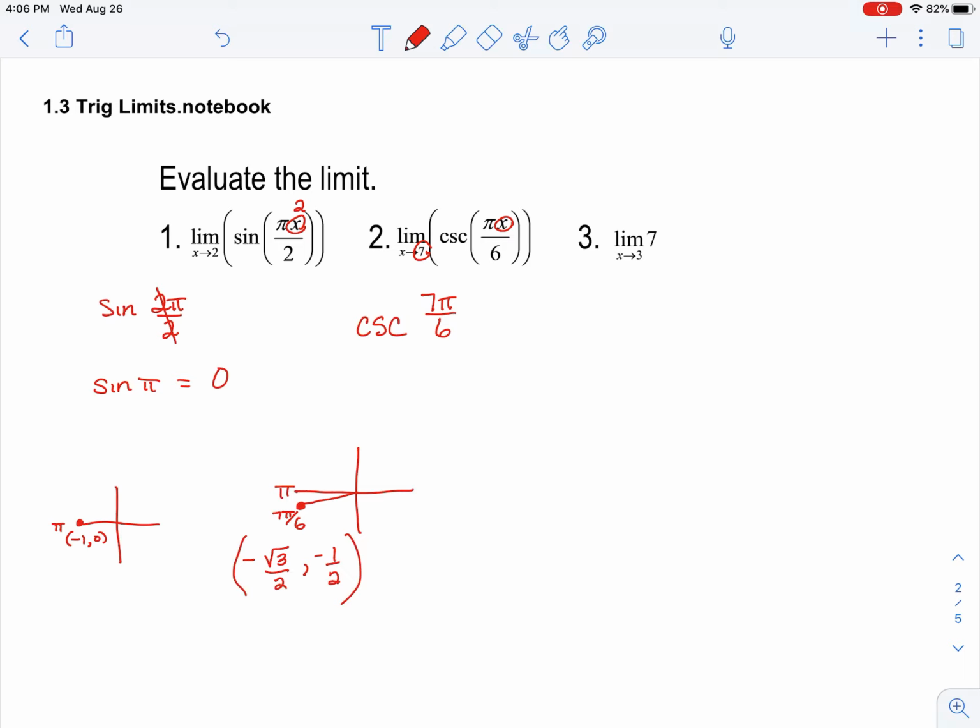Cosecant is sine flipped. This is sine. Flip it. We get -2. And then the limit as x approaches 3 of 7 is just 7.